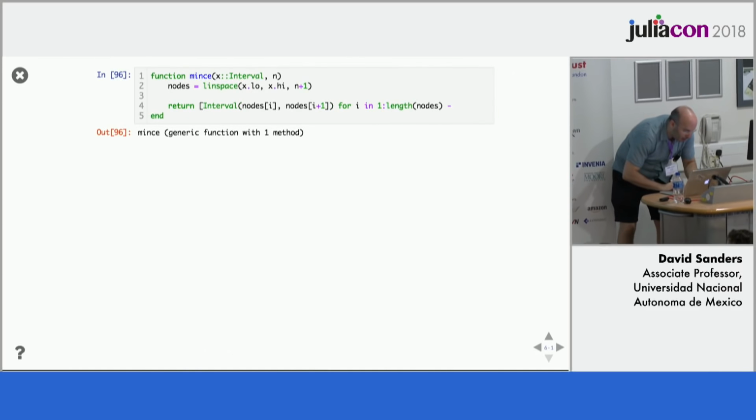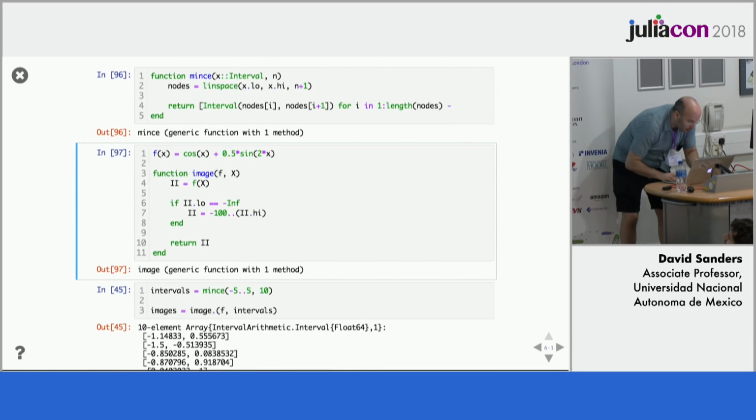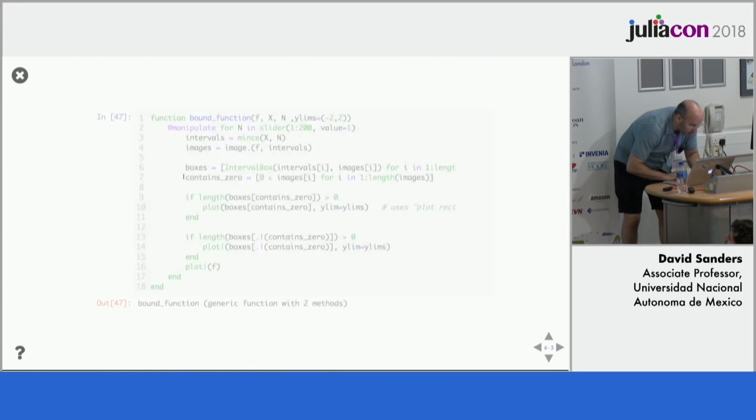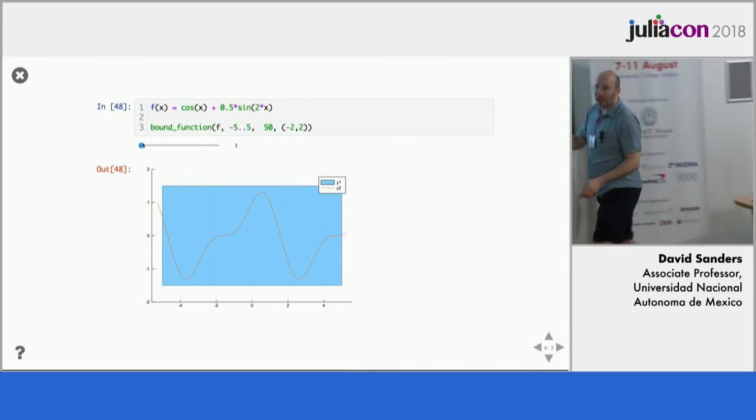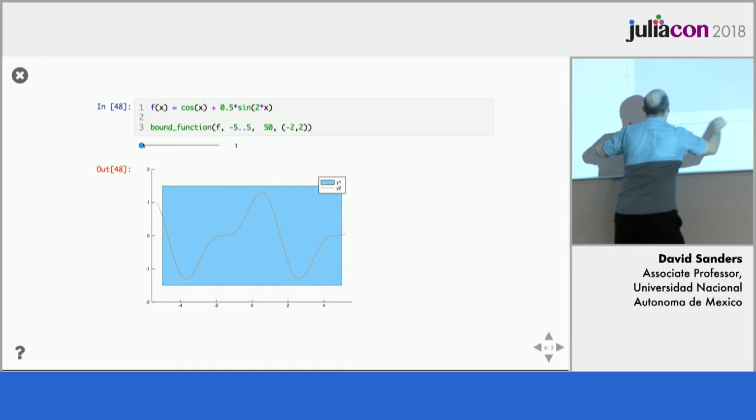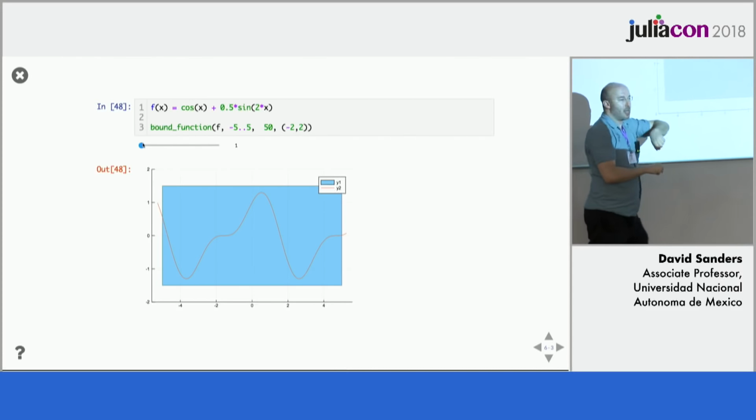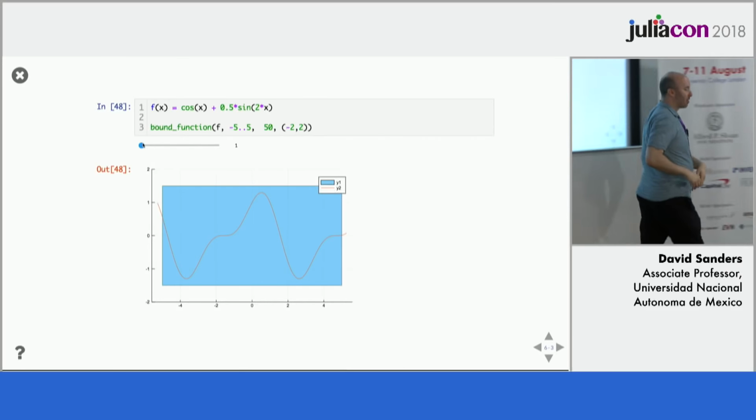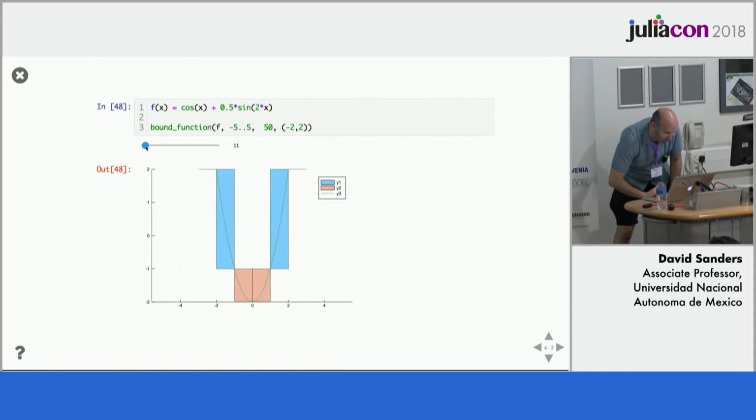So mincing is, let me just go quickly. So here's a function, and what I'm doing is evaluating the function on this big interval, and that gives me some big interval that's an overestimate of the true range of the function. Now I'm going to mince that function. That means I'm going to split it into n pieces. I'm going to change n and see what happens.